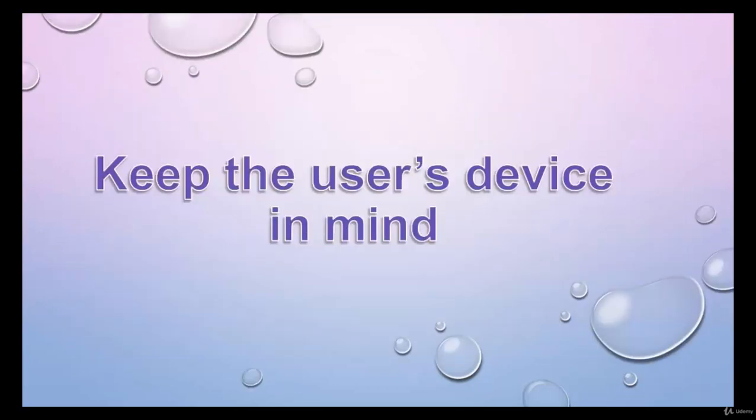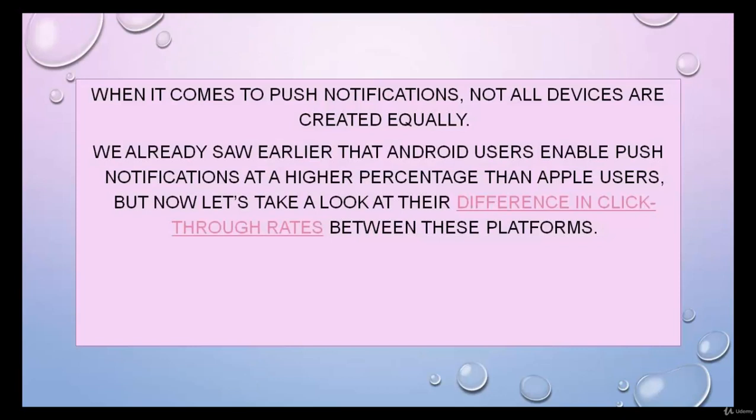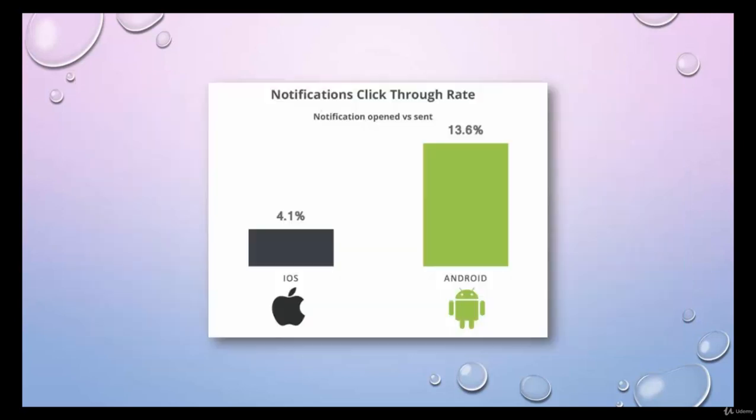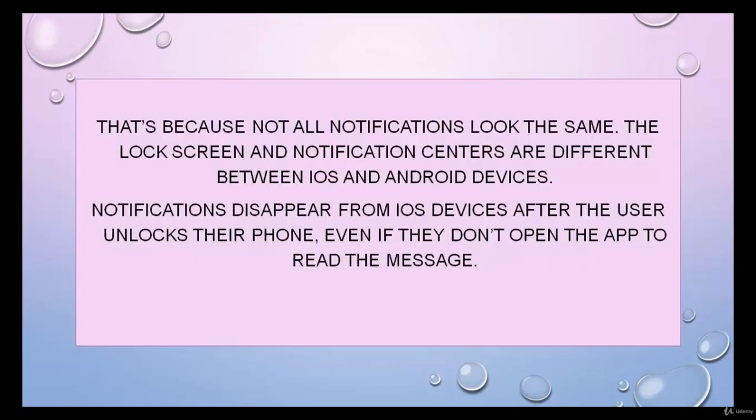Keep the user's device in mind. When it comes to push notifications, not all devices are created equally. We already saw earlier that Android users enable push notifications at a higher percentage than Apple users. But now let's take a look at the difference in click-through rates between these platforms. That's because not all notifications look the same. The lock screen and notification centers are different between iOS and Android devices.